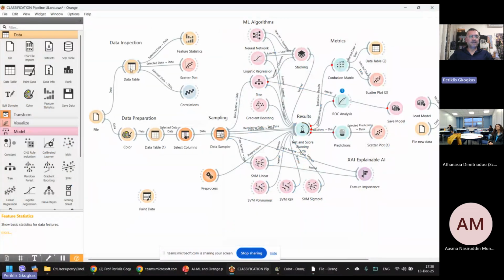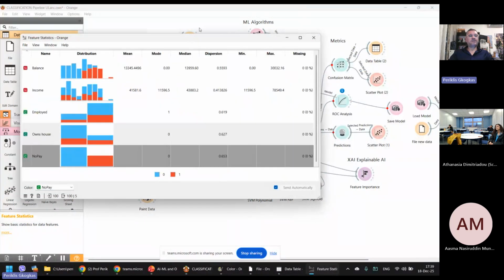Because I selected that person, I got in this node only that person's data. So now I have my full data set. As you can see here, we have the so-called descriptive statistics. The color here is for no pay. Whenever you see someone with a balance, these are low balances and high balances on their accounts. People with low balances are blue, which means that the no pay variable, the dependent variable, is 0, so they are good customers.